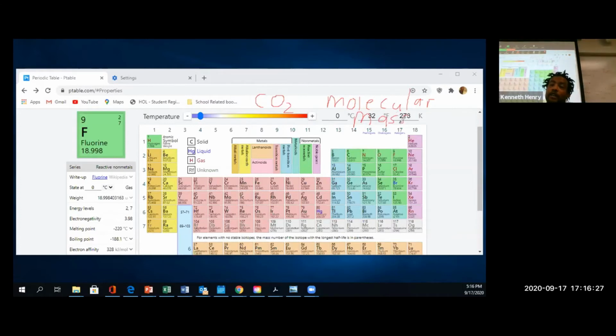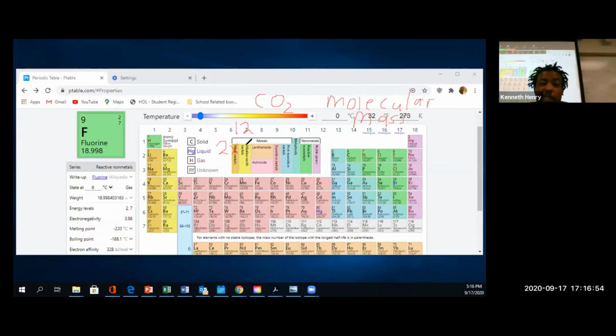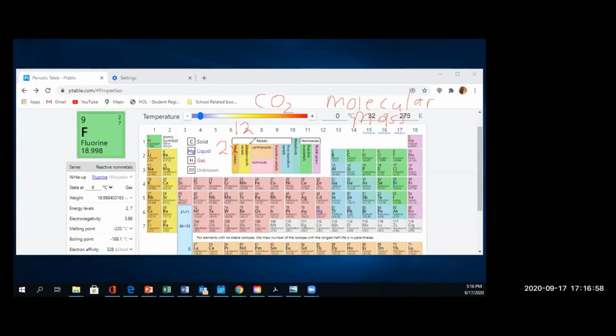Okay, so we have the molecular mass, right? So again, it's just going to be taking in how many of each one we have. So how many carbons do we have? 1. And how much does it weigh? 12. Okay, so 12. And then oxygen, how many oxygens do we have? 2. So we have 2 times, and how much does oxygen weigh? 15 or 16? So it's roughly 16, right?